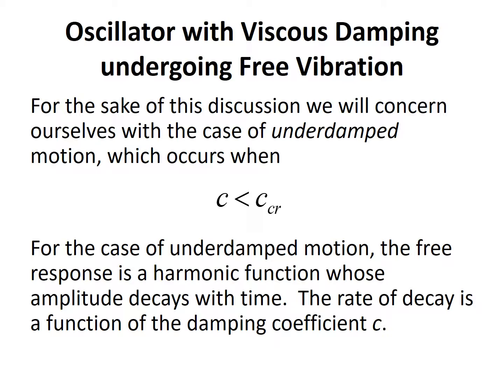Now, for the sake of this review, we will concern ourselves with one of the 3 cases associated with the solution of the differential equation. The case that will concern us the most is called underdamped motion, and this occurs when the value of the damping coefficient C is smaller than the critical value C critical. In the case of underdamped motion, the free response is a harmonic function whose amplitude decays with time, and as we'll see, the rate of decay of the amplitude is a function of the damping coefficient C.